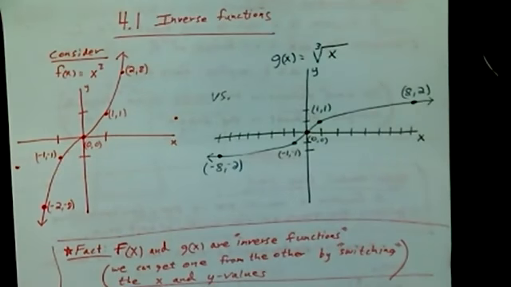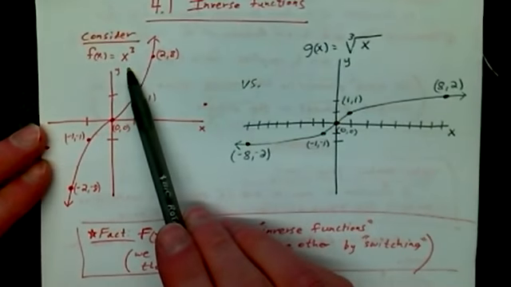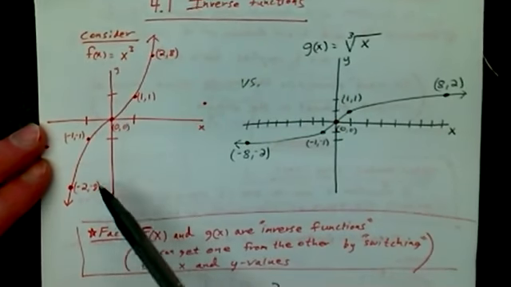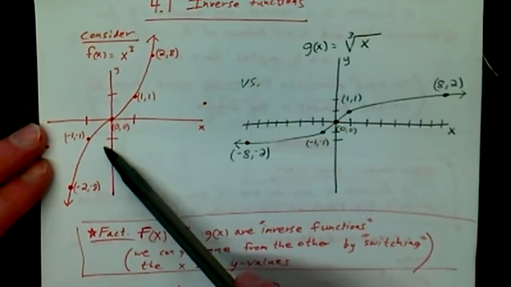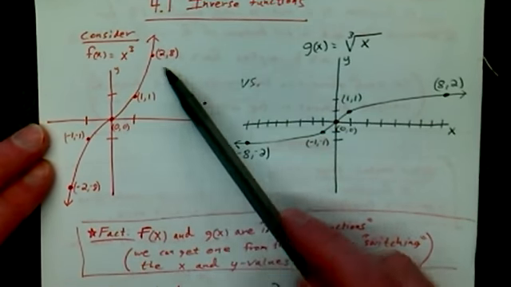Hey guys, 4.1 inverse functions. So what I want to do is look at two different functions, and you can graph these on your graphing calculator. You can plug in points. One of them is going to be f of x equals x cubed, and what you'll notice is I labeled a few points on here. I did (-2, -8), (-1, -1), (0, 0), (1, 1), and (2, 8).